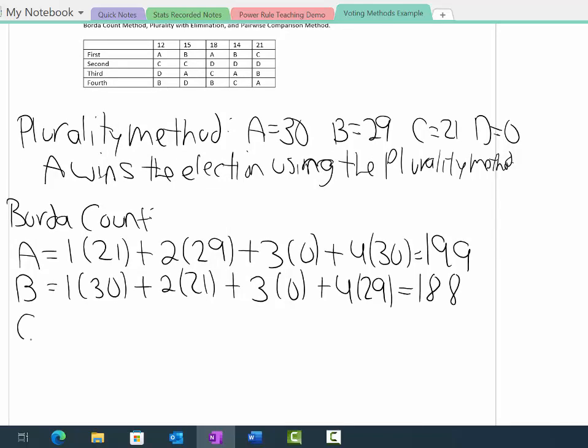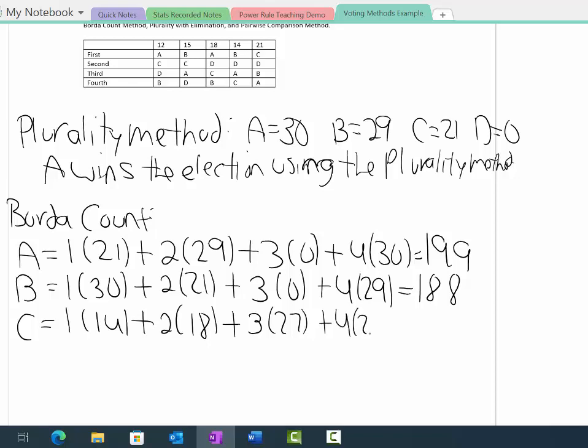All right, let's go to C then. So C would be number of fourth place votes, that's 14, so 1 times 14, plus third place votes, that's 2 times 18. Go to second place, that is going to be 12 plus 15, that's 27, so 3 times 27. Now go to first place, there's 21, so 4 times 21. Multiply and add, you get 215.